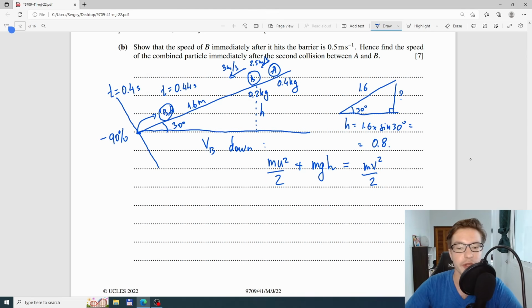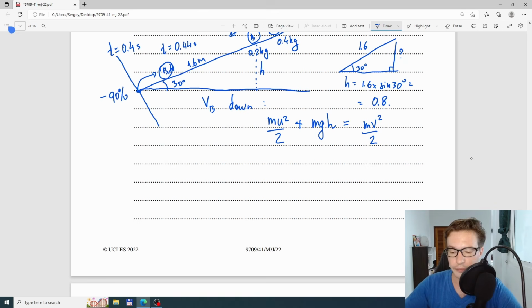Now we're ready to substitute everything into the energy equation. Mass is 0.2, so 0.2 times u is 3, so times 9 over 2, plus m 0.2 times g 2 times the height is 1.6, equals to mass 0.2 times velocity, we don't know, v squared divided by 2. Okay, from here we can find v after just simplifying a little bit.